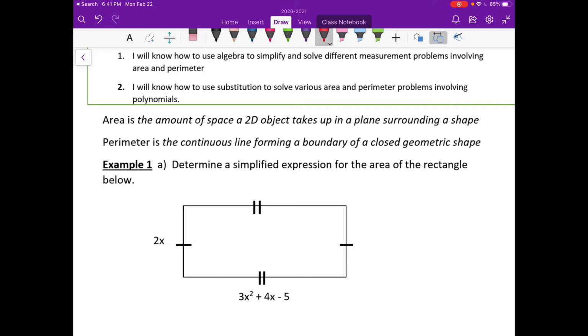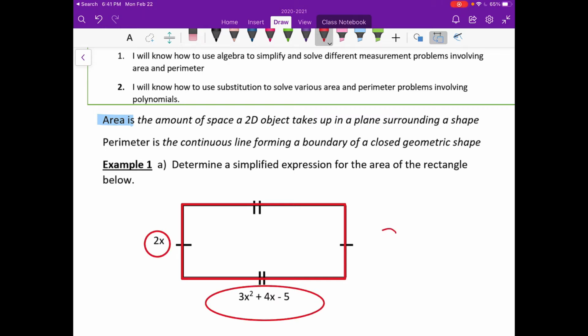Perimeter, on the other hand, is this. If I was going to take this whole rectangle apart and just have the straight lines that make it up, that's going to be the perimeter, right? So I'm going to take 2x this side and this side, and I'm going to add them all together in order to get my perimeter, right?